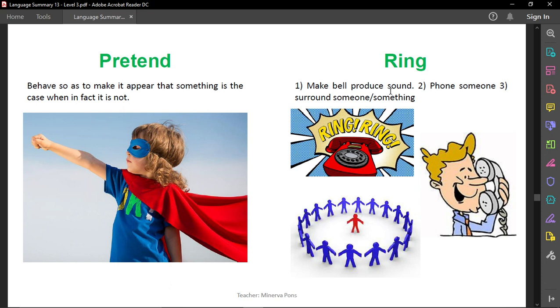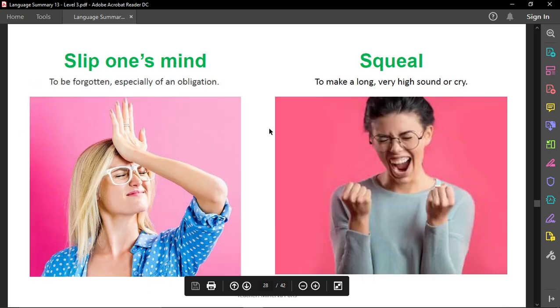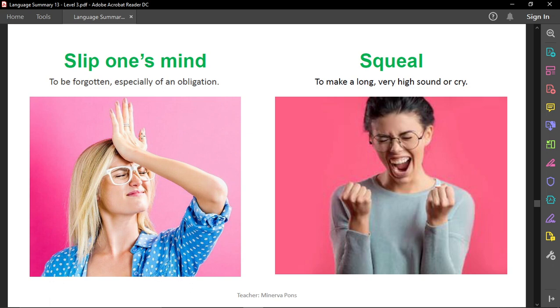Ring. To make a bell produce sound, to phone someone, or to surround someone or something. Basically, it's like the phones that ring, ring. Also, that can mean to call someone or to be in a ring around the person or thing. Slip one's mind. To be forgotten, especially of an obligation. When it slips your mind, it means that it gets out of your head without you wanting it to happen. Squeal. To make a long, very high sound or cry. It's a scream, but in a very high sound, it's a squeal.